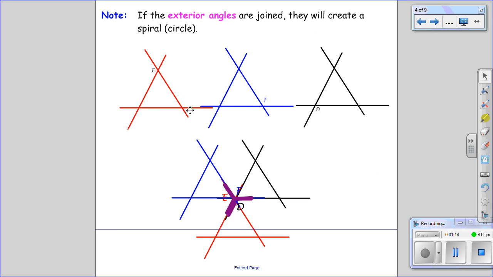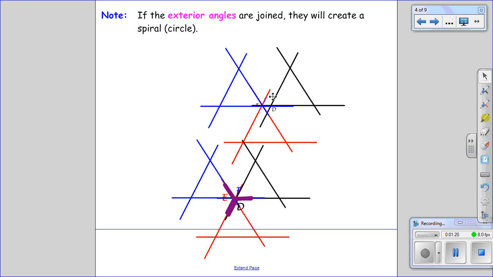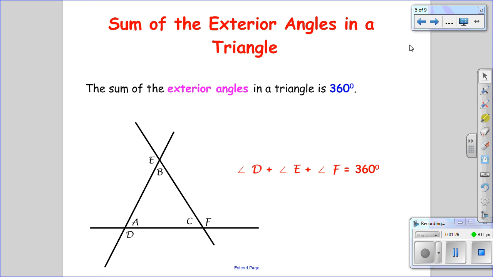So if you want to see me drag that, you can see where I drag this to there. And I drag angle D over here, and they all overlap and create a circle. So the sum of the exterior angles in a triangle is 360 degrees.